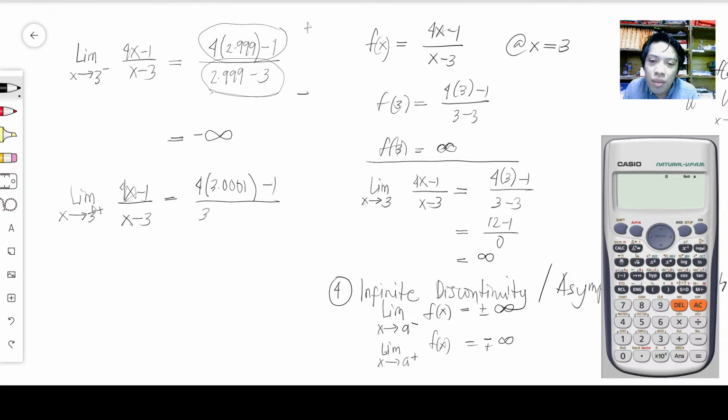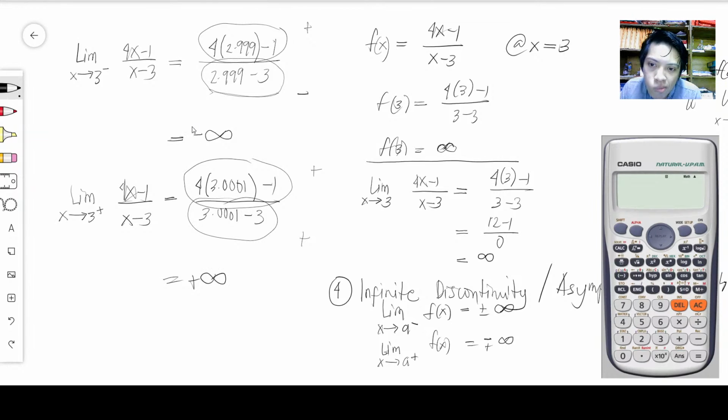For the limit of the function as x approaches 3 coming from the right, the value is 3.0001 minus 3. When you evaluate the denominator, you get a very, very small number, almost equal to 0, and also positive. Take note, the numerator is positive and the denominator is almost 0 and positive. So the result is positive infinity.